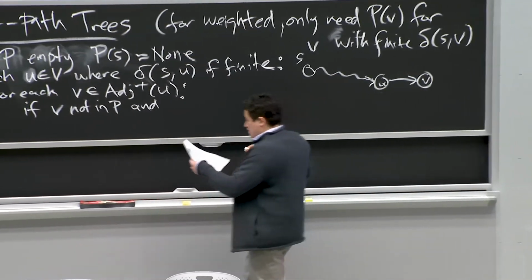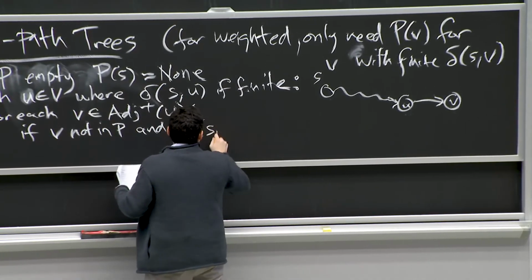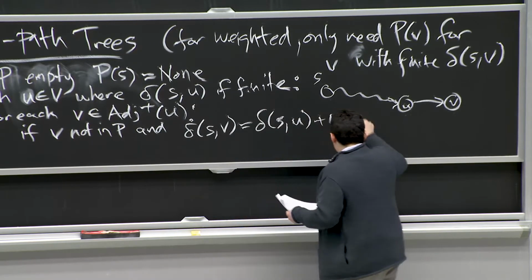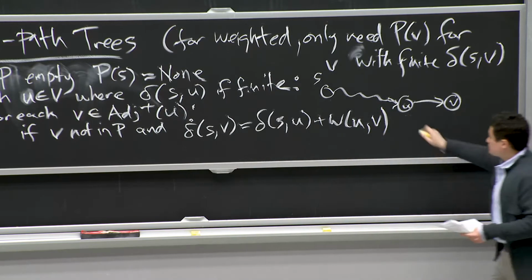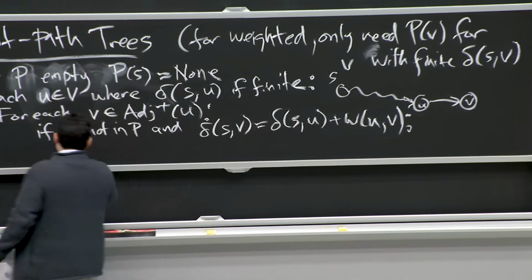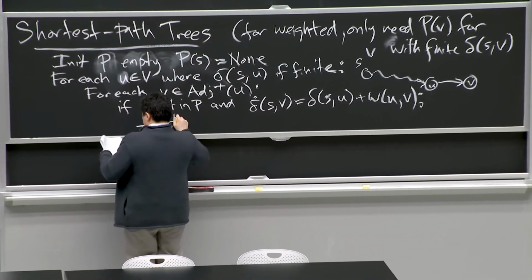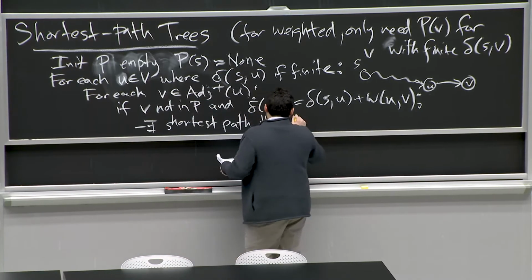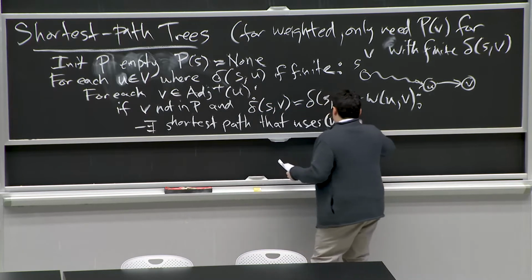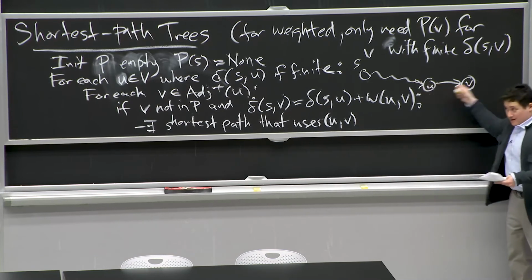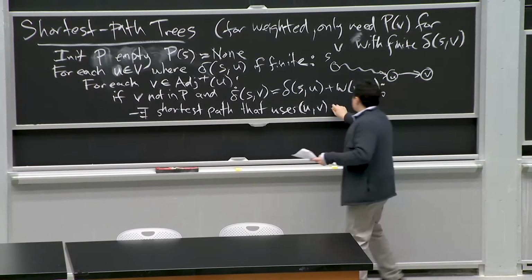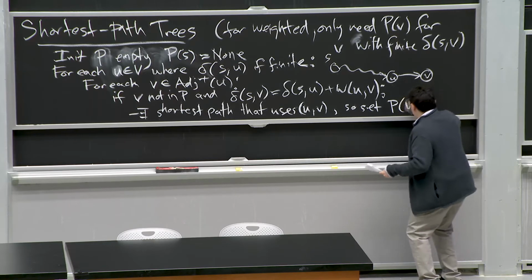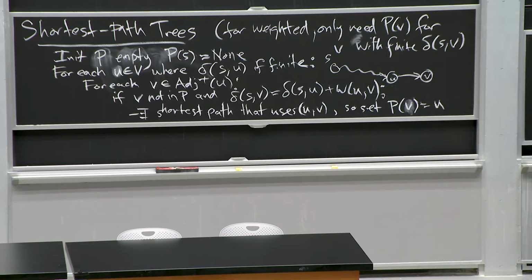So let's write that condition down. If the shortest path distance from S to v equals the shortest path distance from S to u plus traversing the edge from u to v, then there exists a shortest path that uses edge uv, in particular this one. So set the parent of v to u. So this is the algorithm.